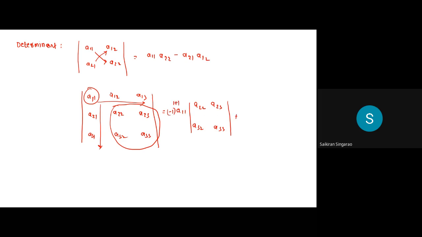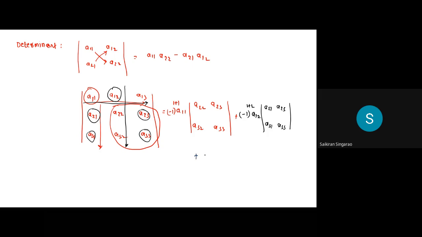Next, you can choose any element in a row and any element in a column. You can expand the determinant using any row or any column. Let me take this one. Minus 1 power 1 plus 2, since it is in the 1 2 position. This element is A12, remove this row and this column. These four elements remain: A21, A23, A31, A33.